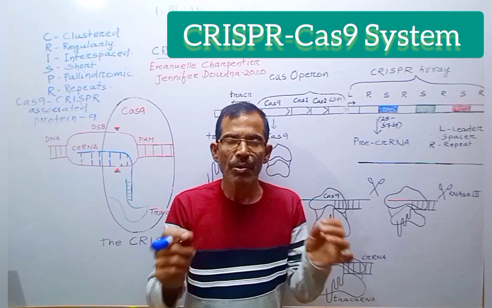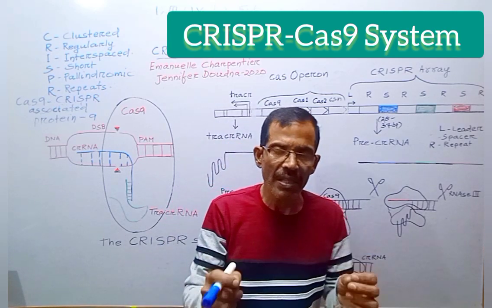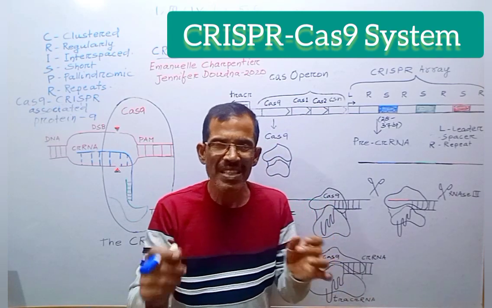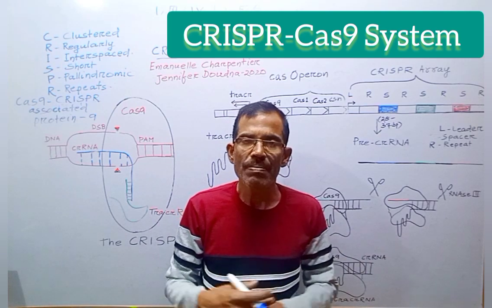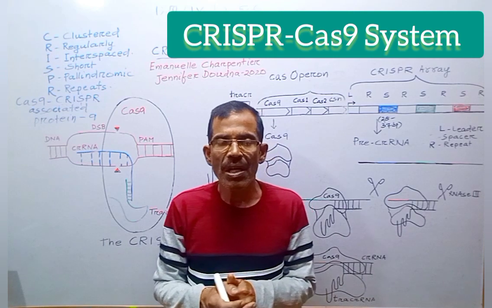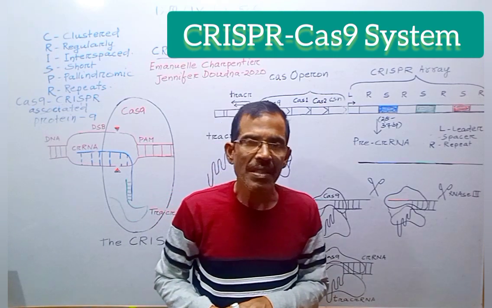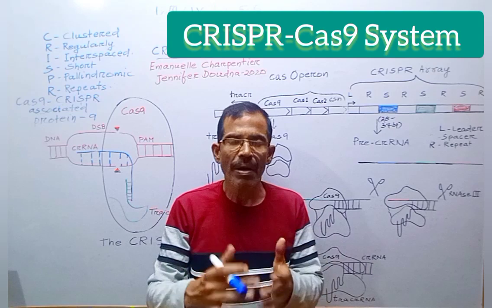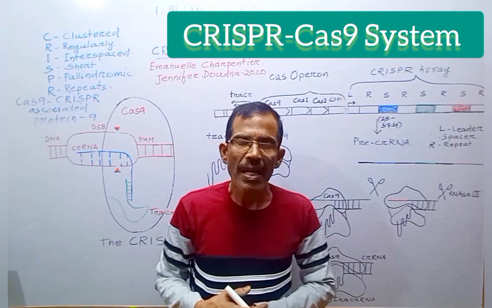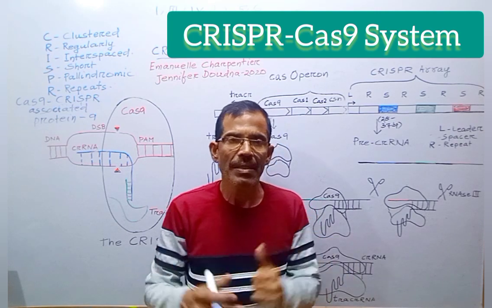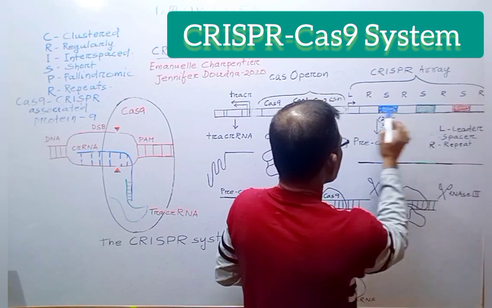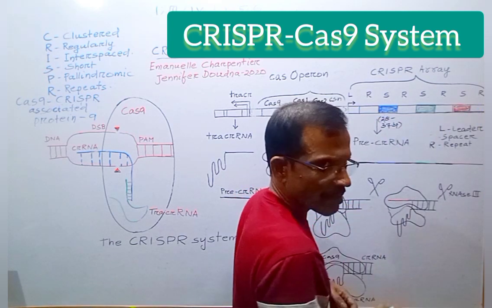CRISPR-Cas mediated immunity has different stages. Stage 1 is acquisition of spacers, which is mediated by the proteins Cas1 and Cas2. In this stage, sequences derived from DNA fragments of bacteriophages which had previously infected the bacteria are inserted into the CRISPR locus next to the leader sequence.